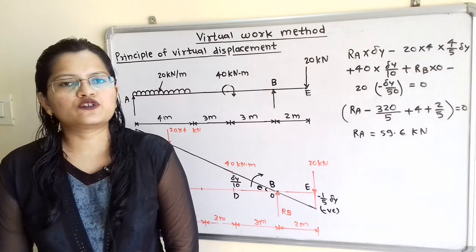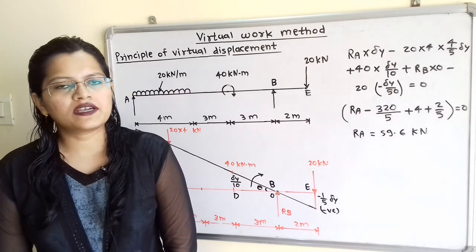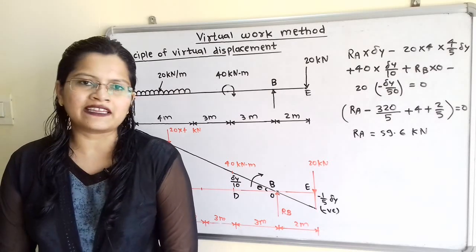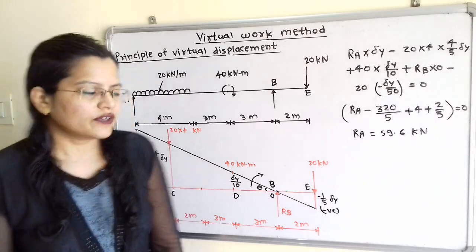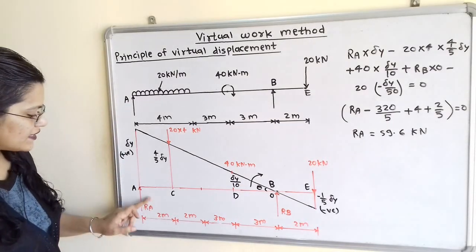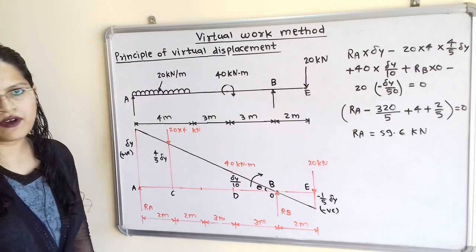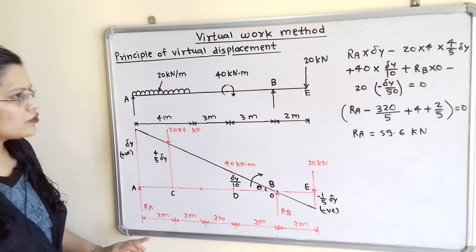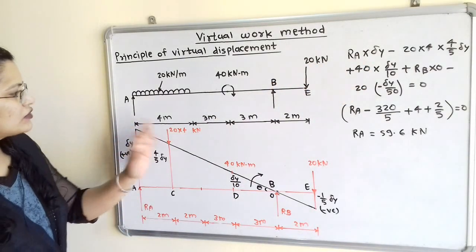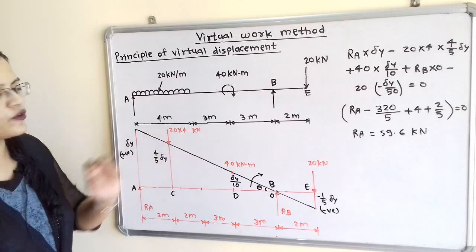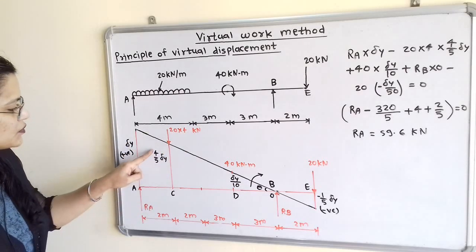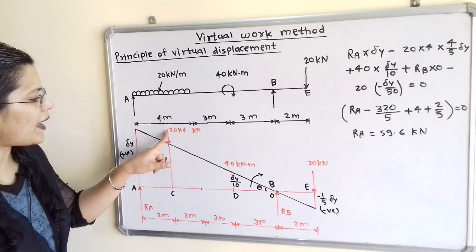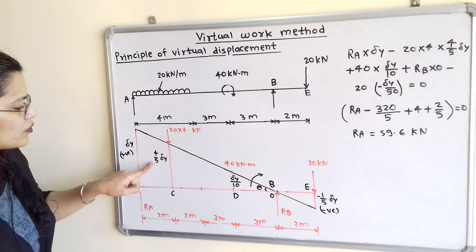Now we will apply the virtual work method. We have to multiply forces with their displacements, add all these, and equate it to 0. If we observe the first force, that is the reaction at point A, which is in vertical direction, it is plus Ra multiplied by displacement delta y. So we will take Ra into delta y. Now the second force is 20 multiplied by 4 kilonewton and its displacement is 4 by 5 delta y. Now this force is in downward direction, so we will take minus 20 into 4 multiplied by 4 by 5 delta y.